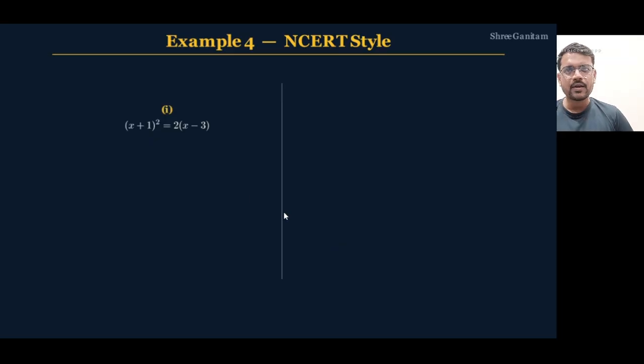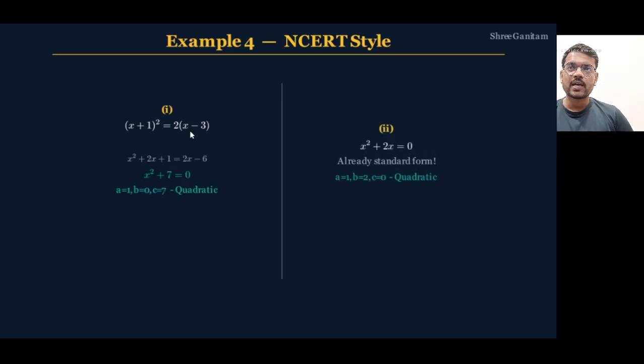We have two examples here. First one, (x plus 1) square is equal to 2 times (x minus 3). If we solve this, it becomes what? x square plus 2x plus 1, and 2 times x, which is 2x, minus 2 times 3, which is 6. This 2x will be cut out. If we move this 2x to the other side, 2x minus 2x will be 0, and minus 6 will be moved to the other side, it will become 7. So x squared plus 7 equals 0. Here a is 1, b is 0, and c is 7, which is the constant term, right?